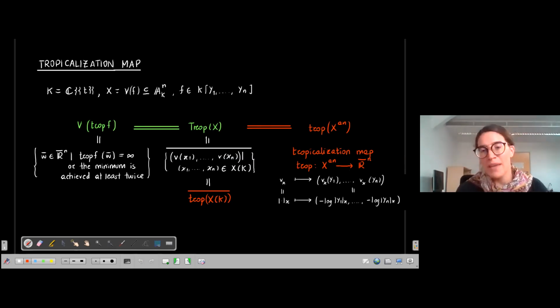But let me make one remark. I don't know if you have already observed in the exercises or in the previous lecture that everything written here really depends on the embedding.